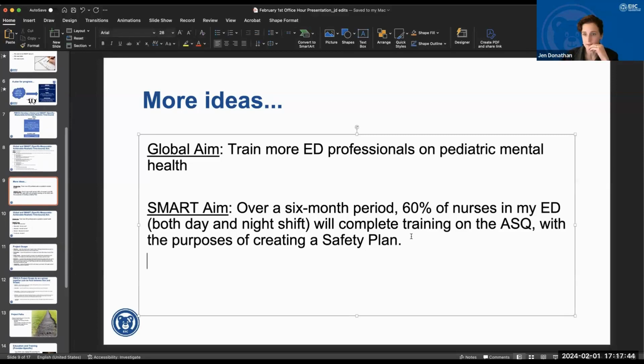No, this is great. And again, like any project plan, that's the beauty of this. You're going to learn more as you go, and your SMART aim can evolve. It's not a static thing. You might make this more robust. You might alter your focus on 60% of nurses. You may decide, no, I want more, I think we can achieve 75%. So this is not static. It is evergreen. It is living and breathing.